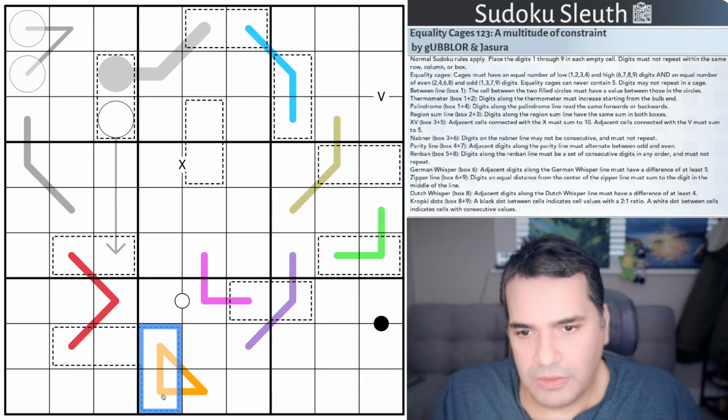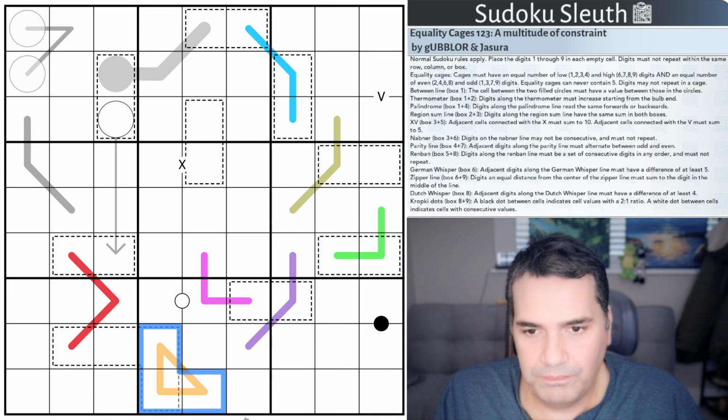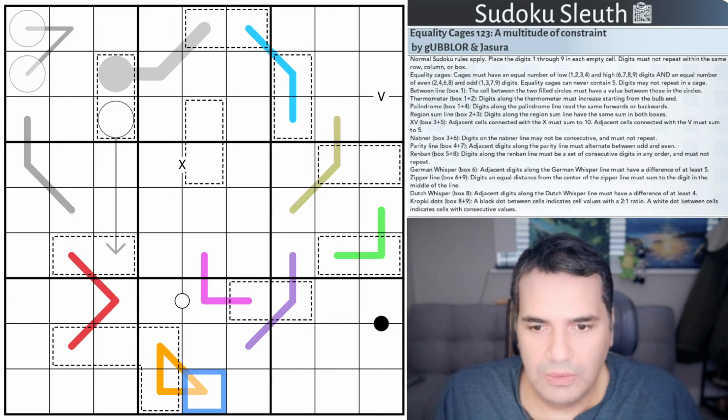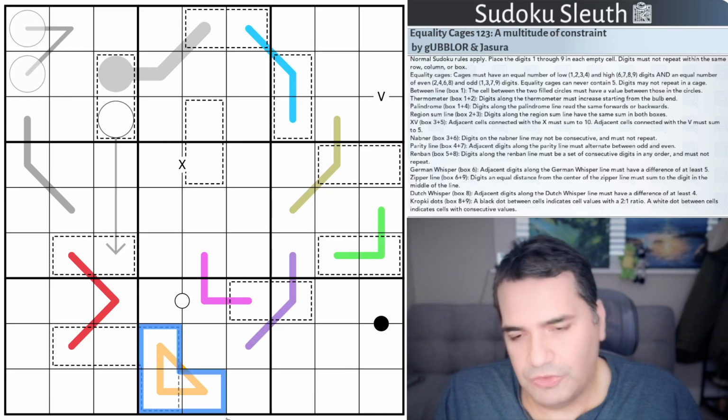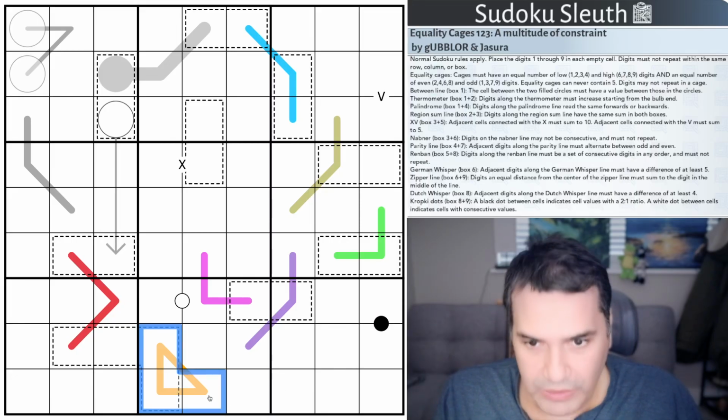So, I mean, I'll tell you, we've seen this once before in one of Flinty's Dutch neighbors, is it? Dutch flatmates. If you have 3 cells on a Dutch Whisper line in a triangle, it is always 159.